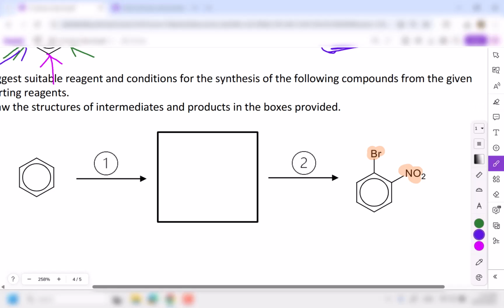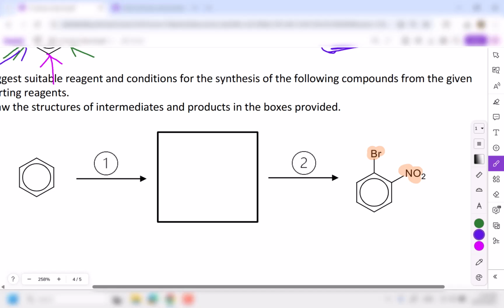Let us just go through a thought experiment, because there's only two steps and one intermediate. Your intermediate will either be bromobenzene or nitrobenzene. So it's either you brominate first or you nitrate first. The question to ask ourselves is, what is the relationship between Br and NO2? If you look at the products, the relationship is a 1-2 relationship. Because they are in a 1-2 relationship, you would expect that whatever group you introduce first must be able to direct the next electrophile in the second step into the second position.